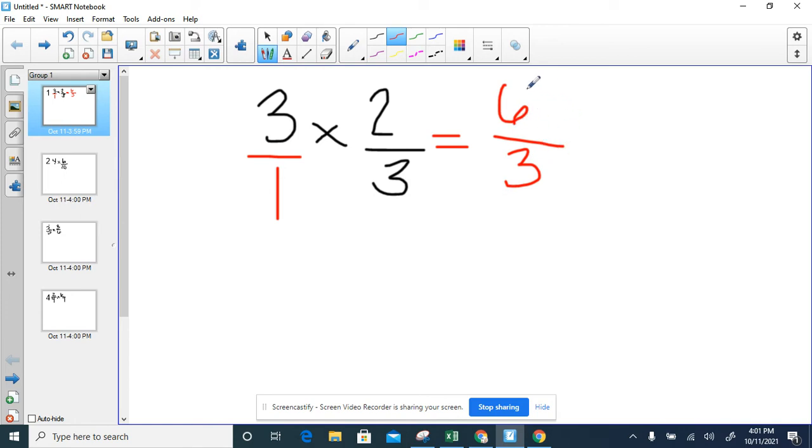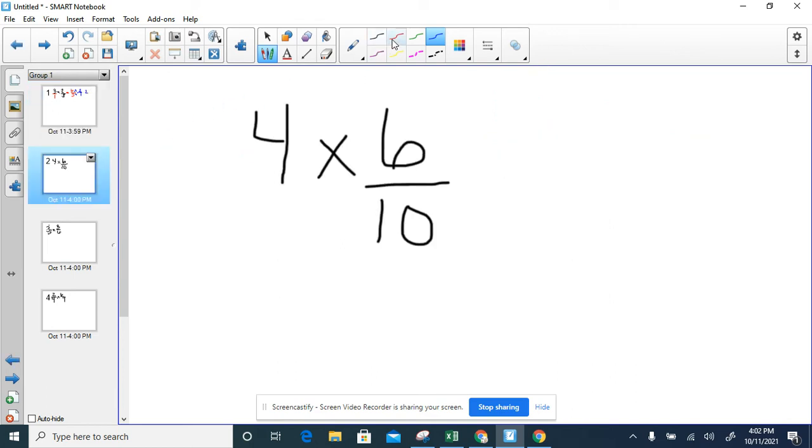So 6/3, they're not even, so we cannot divide by 2, but they are both divisible by 3. So divide by 3 gives us 2/1. Any number with the denominator of 1 is really equal to just a whole number. Our answer is 2. Another example for you.